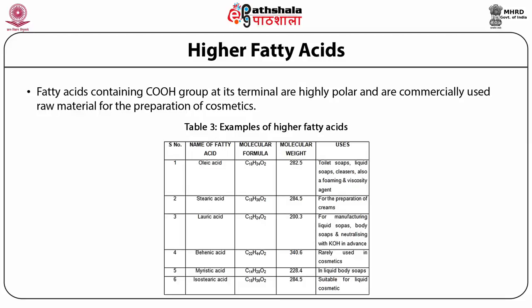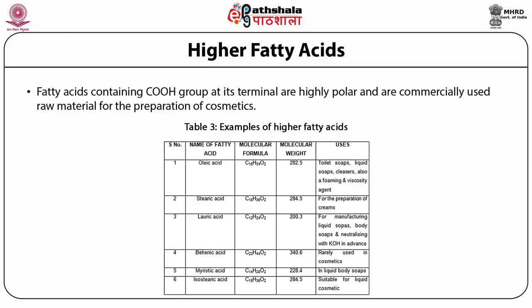Number 1, oleic acid, which has a molecular weight of 282.5 and finds application in toilet soaps, liquid soaps, cleansers, and is also used as a foaming and viscosity agent. Number 2, stearic acid, which has a molecular weight of 284.5 and is widely used for the preparation of creams.